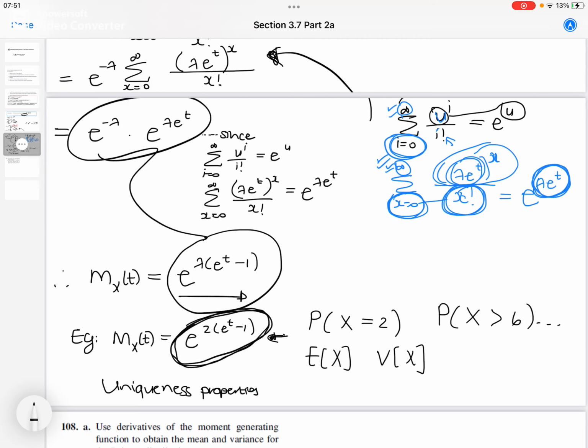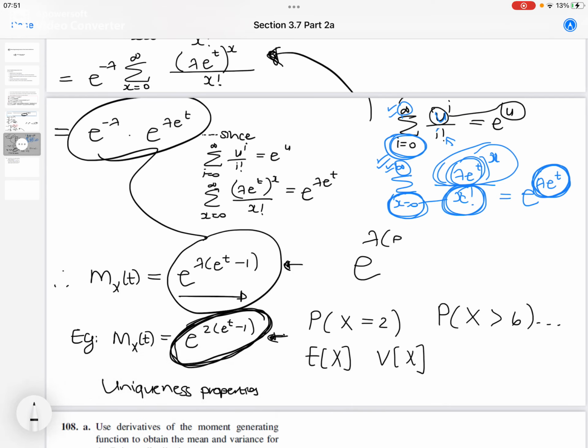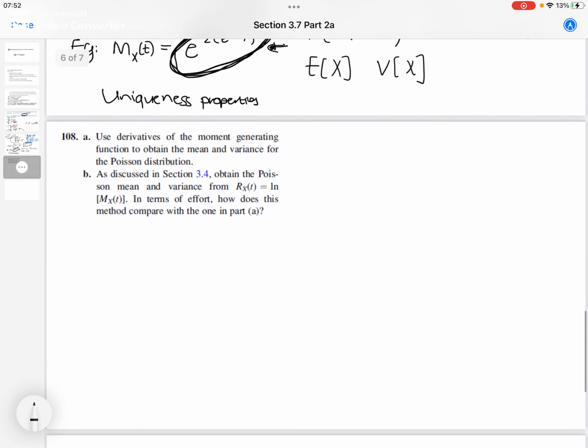So we know that now, since we have derived it, the moment generating function of a Poisson is in that format, where we have e to the power lambda times (e to the power t minus 1). So if you see a moment generating function of this form here, you should immediately spot that this is the moment generating function of the Poisson distribution.